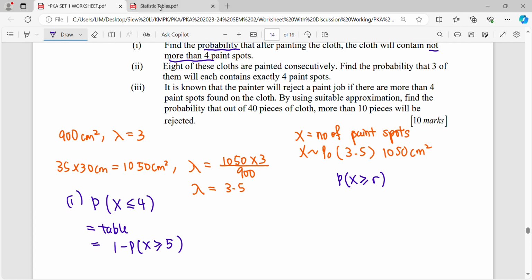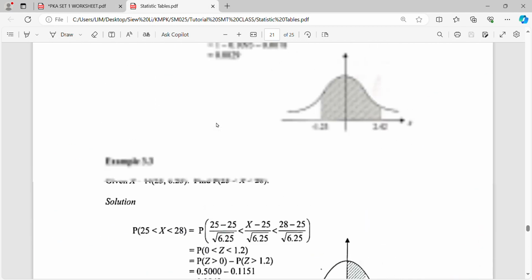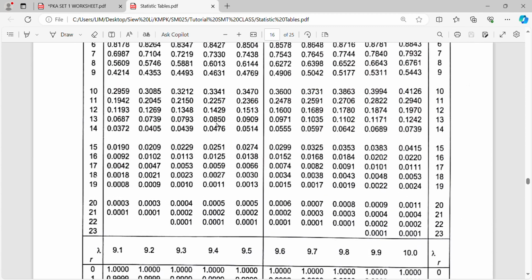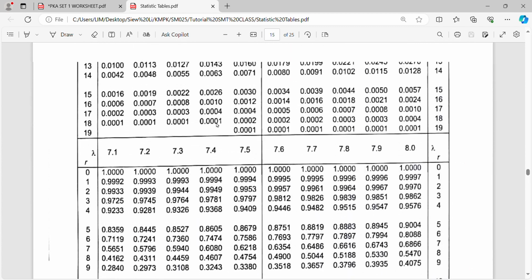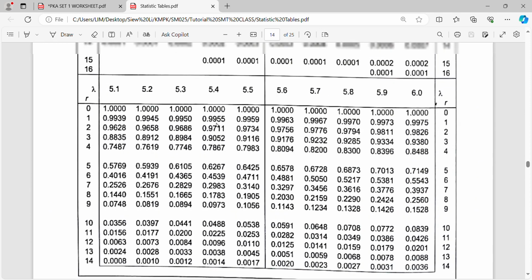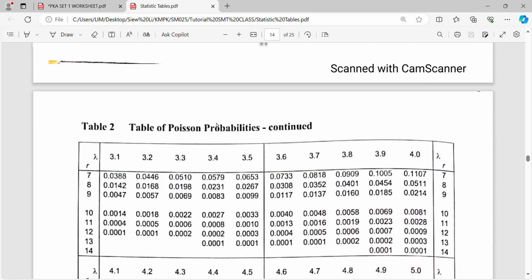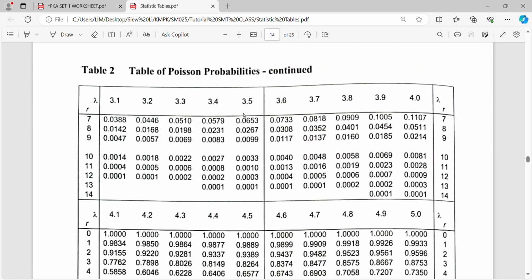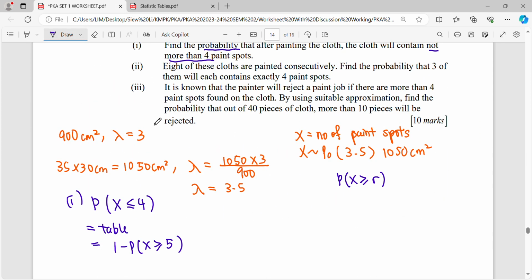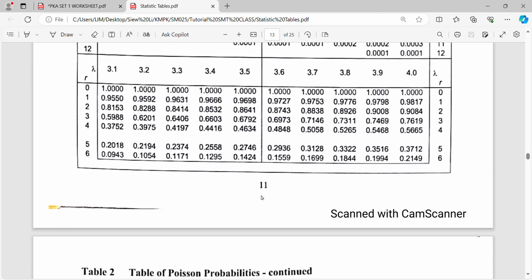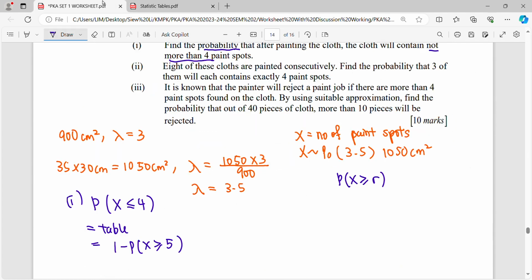So for the table, find out from your Poisson, read out. In the page of 3.5, in the page of 12, read out your reading of 5. On page 11, 3.5 reading of 5 will be 0.2746.